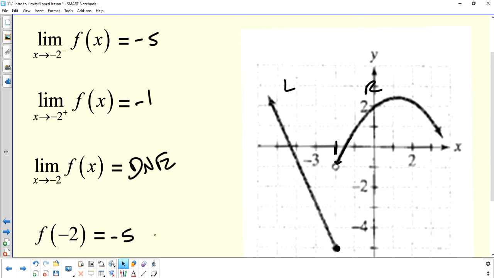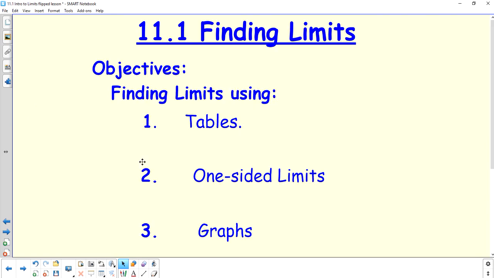And so the big thing here is we can have existence at a value. So we actually exist at negative 2, that's negative 5. It does not mean that the limit exists, and it also does not mean that the limit is that actual number. Okay, that is it for this lesson, a good introduction to limits.